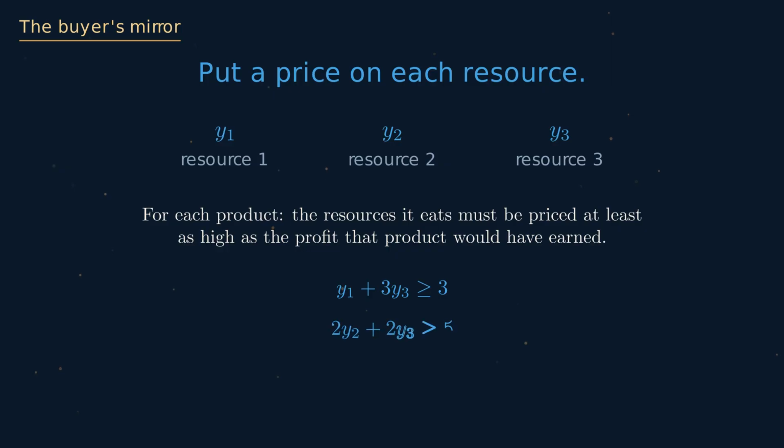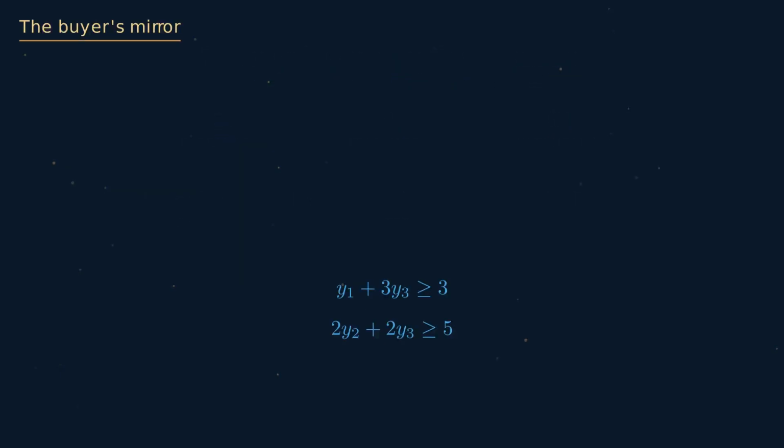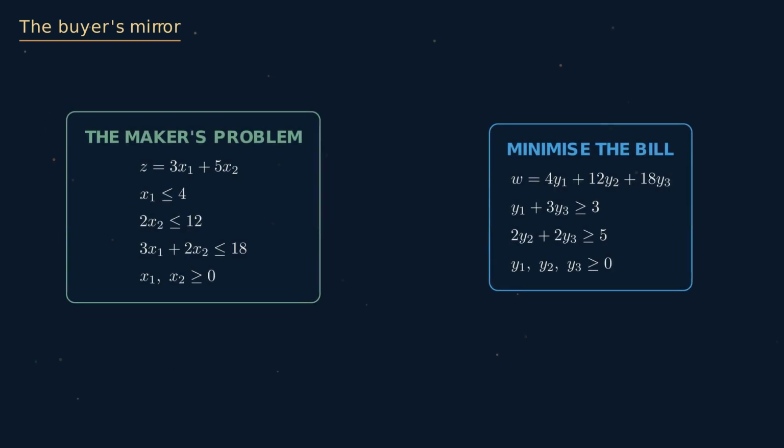Product 1 uses 1 unit of the first resource and 3 of the third and earns 3. So its price tag must reach 3. Product 2 uses 2 units each of the second and third and earns 5, so those must reach 5. Those are the buyer's constraints. His goal is the opposite of the maker's: pay as little as possible for the 4, 12 and 18 units on the table. Line the two up side by side, and something jumps out.